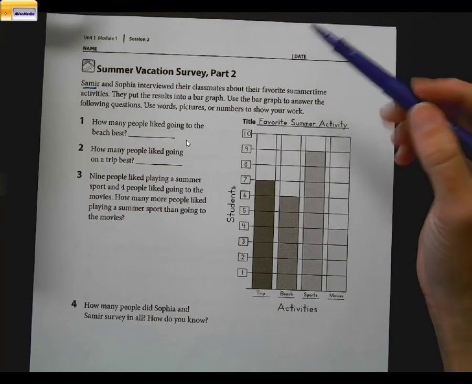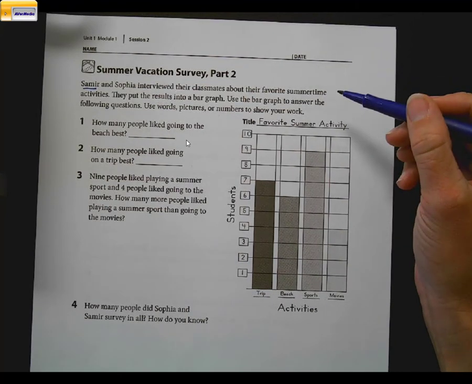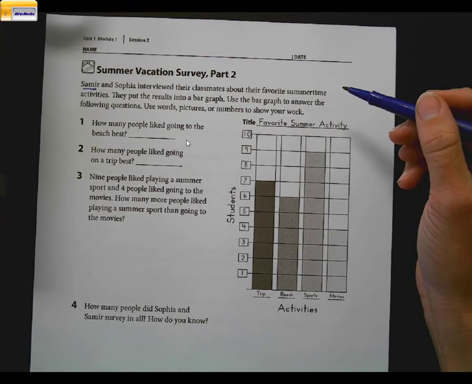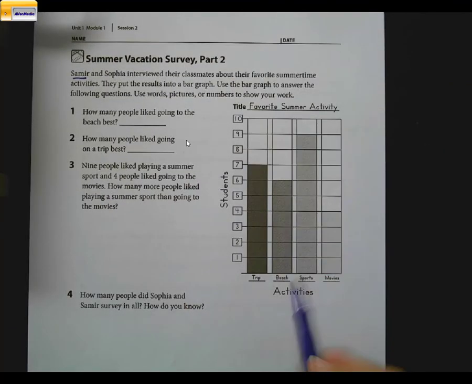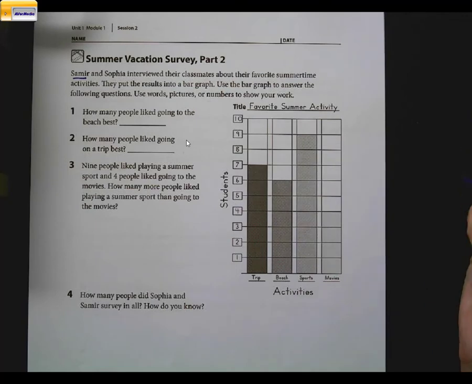So Samir and Sophia interviewed their classmates about their favorite summertime activities. They put the results into a bar graph. Use the bar graph to answer the following questions. Use words, pictures, or numbers to show your work. So here's your bar graph, favorite summer activities. It looks like they said you can go on trips, beaches, sports, or go to the movies, and then the number of students is on the side.